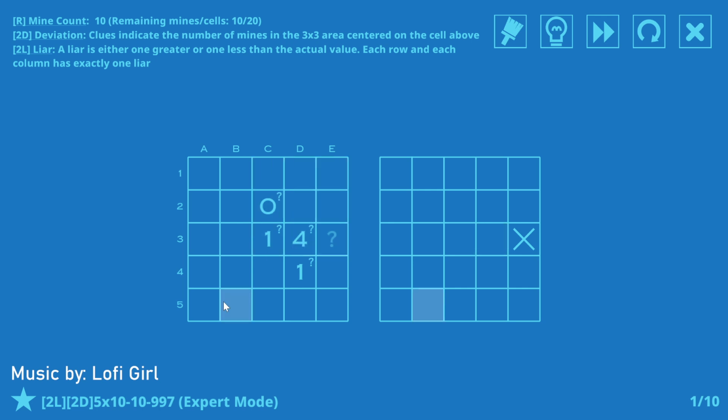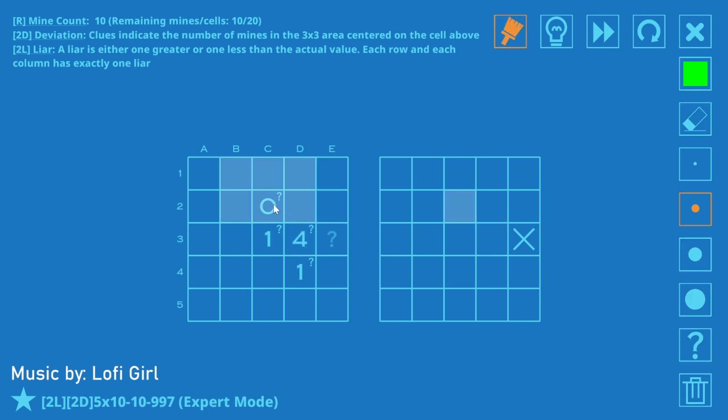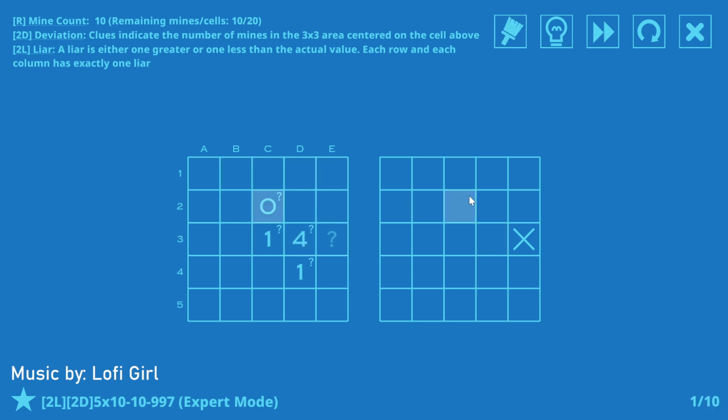Alright, so 2L2D should not be too challenging. Let's perhaps start with the 4 and the 0. Yes, if the 0 is true, then there will be no mines here. But that does fail the 4, because even if the 4 was a lie, it can't be any lower than 3. It can only be 1 more or 1 less than its actual value shown. So it's either a 3 or a 5, but clearly you don't have enough space to put 3 mines or more in here. So if this 0 was correct, this 4 would fail no matter what, which fails the whole puzzle. So this 0 must clearly be wrong.